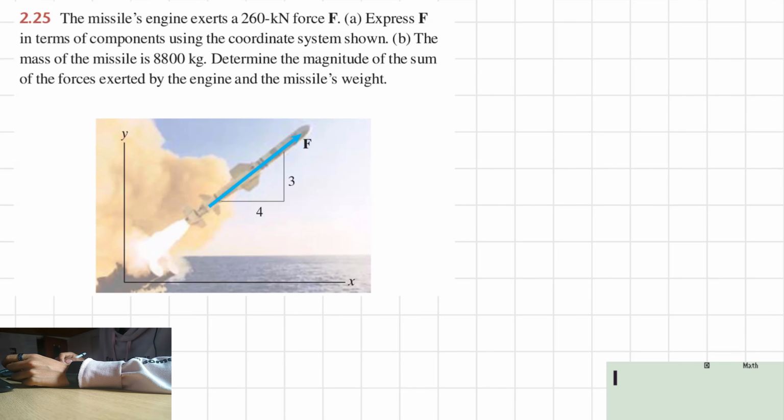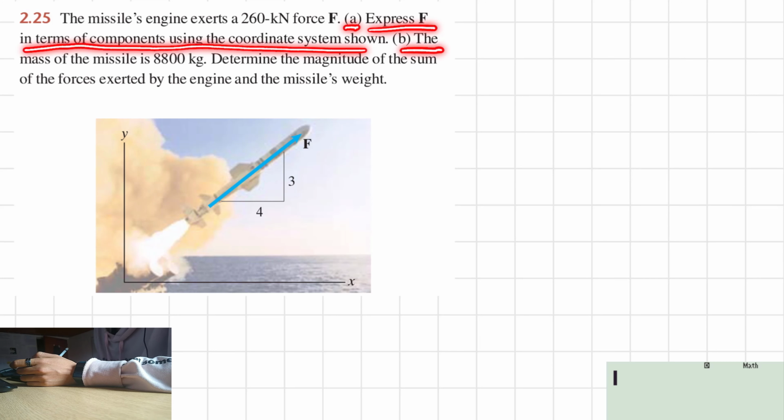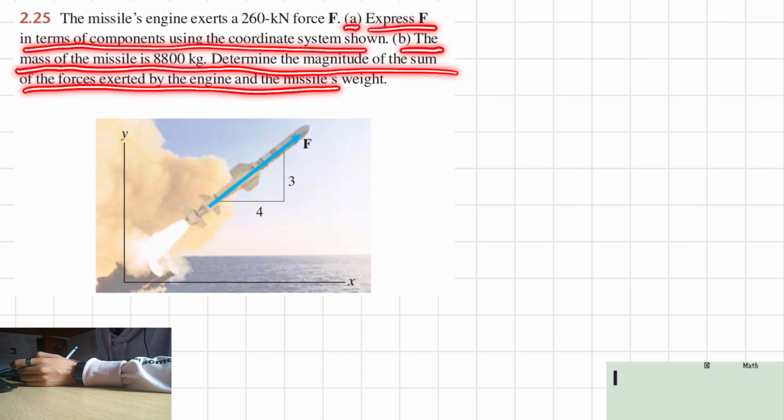Exercise 2.25. The missile's engine exerts a 260 kilonewtons force F. A. Express F in terms of components using the coordinate system shown. B. The mass of the missile is 8,800 kilograms. Determine the magnitude of the sum of the forces exerted by the engine and the missile's weight.